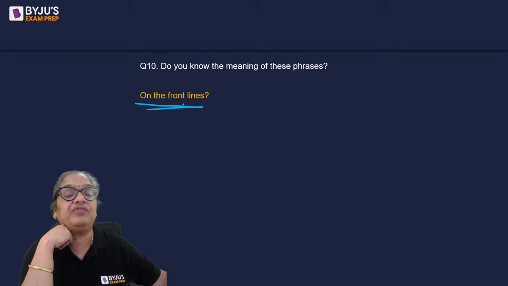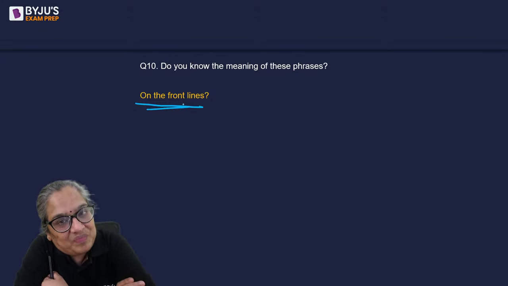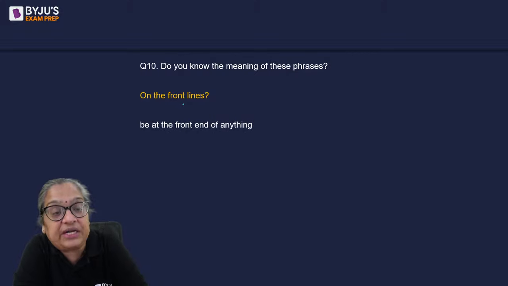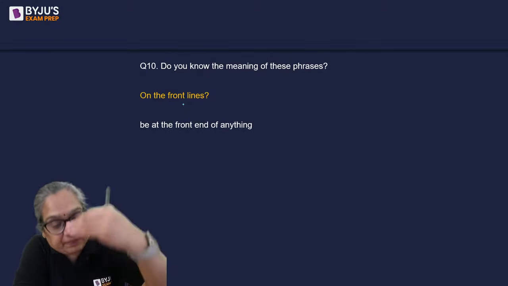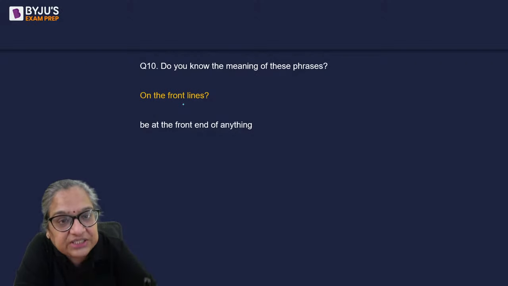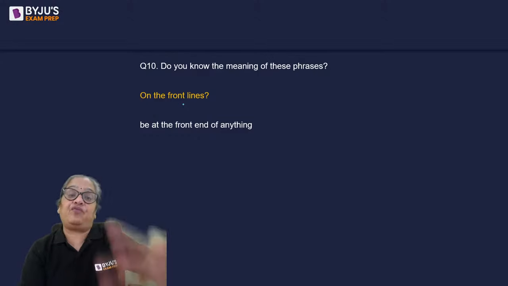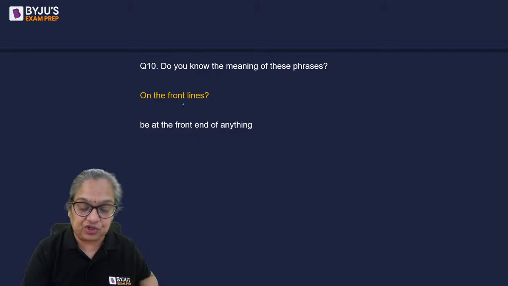What is the meaning of the phrase on the front lines? You heard it during COVID. The doctors and nurses were called frontline warriors who were serving on the front lines. Serving on the front lines means being at the leading edge of a war, being the very first line of defense, the very first line of action. All right, being at the front end of things. Yes, it's called a war of nerves.